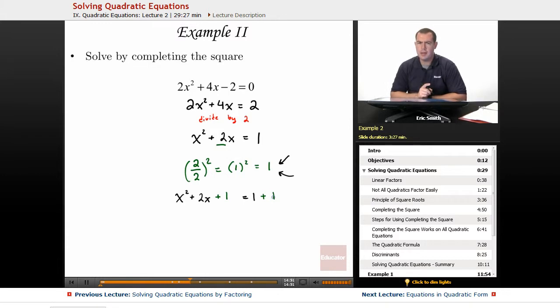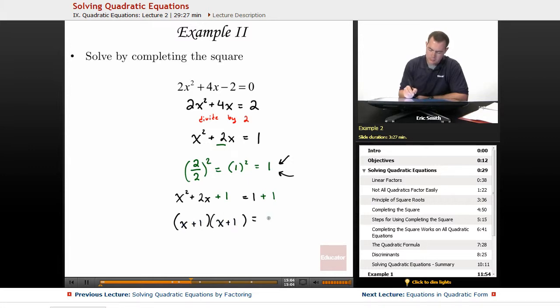The reason we're doing that is because on the left side it will now factor nicely. You could use the reverse FOIL method on that left side, and you would get x plus 1 and x plus 1. On the right side, we just get a 2. Now, if you add the correct number to both sides, these factors will always be the same. If they're not the same, then go back through and check your work, make sure you didn't make a mistake. But they will always end up being the same. So we're going to write this as x plus 1 squared.